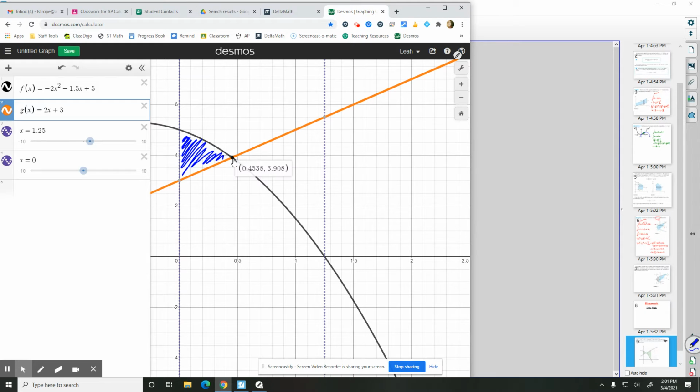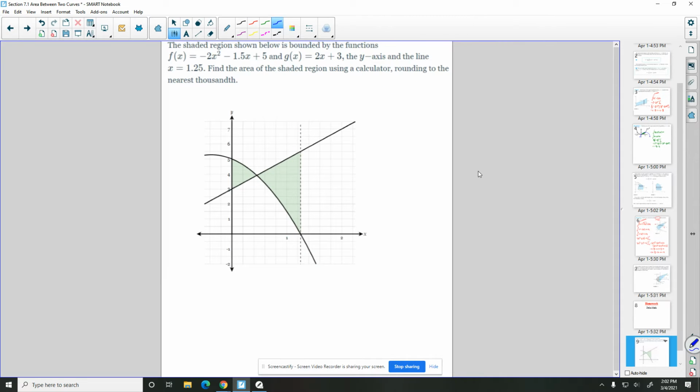So it looks like if you go over to the intersection point, they cross at 0.4538, okay? So that's super important to know. Make sure you understand or jot it down. These things cross at 0.4538 on the x-axis. So your first integral that you're going to make is going to be the area between the curves from 0 to 0.4538. And then remember, it's top curve minus bottom curve.